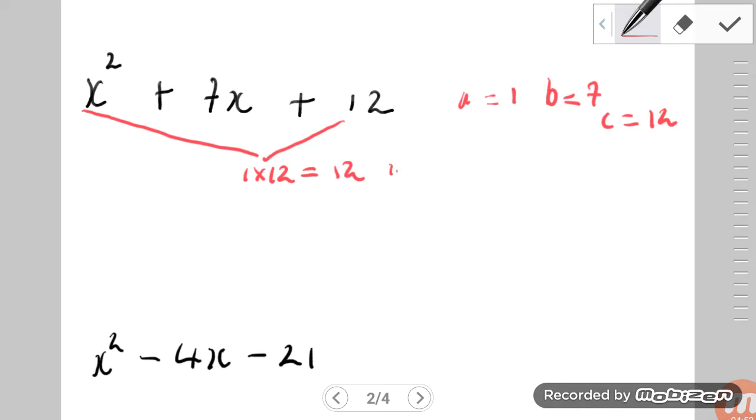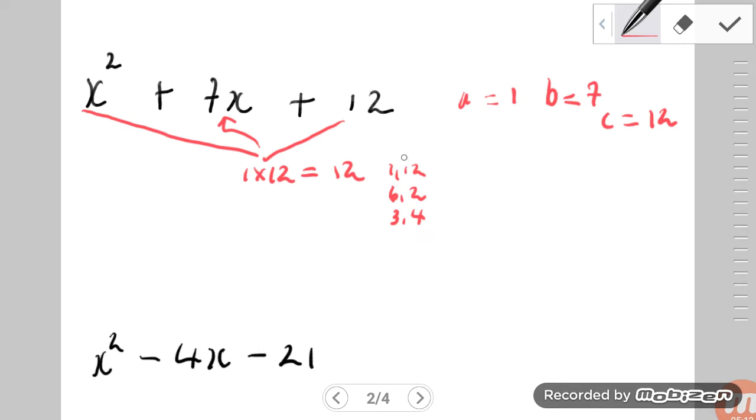And that is going to be 1 multiplied by 12. We can have 6 multiplied by 2. We can have 3 multiplied by 4. Right, those are the 3 factors here. All right, now we are interested in attaining back the coefficient of the middle term, which is 7.